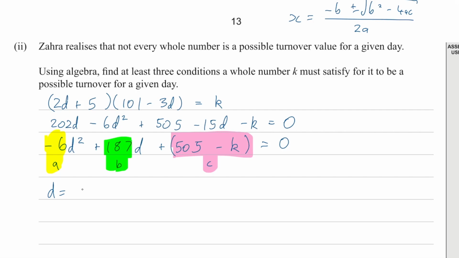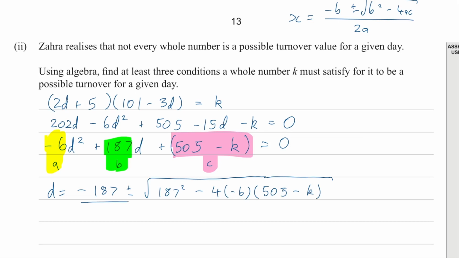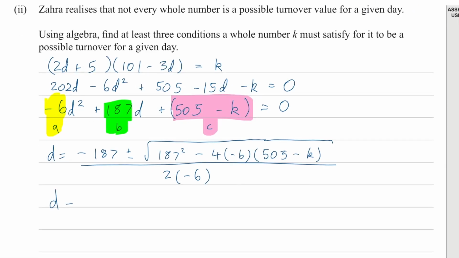So negative b, so negative 187, plus or minus square root of b squared minus 4 times a, which is negative 6, times c, which is 505 minus k. Be careful to use brackets there. All divided by 2 times a, which is minus 6. Now let's simplify that a bit.